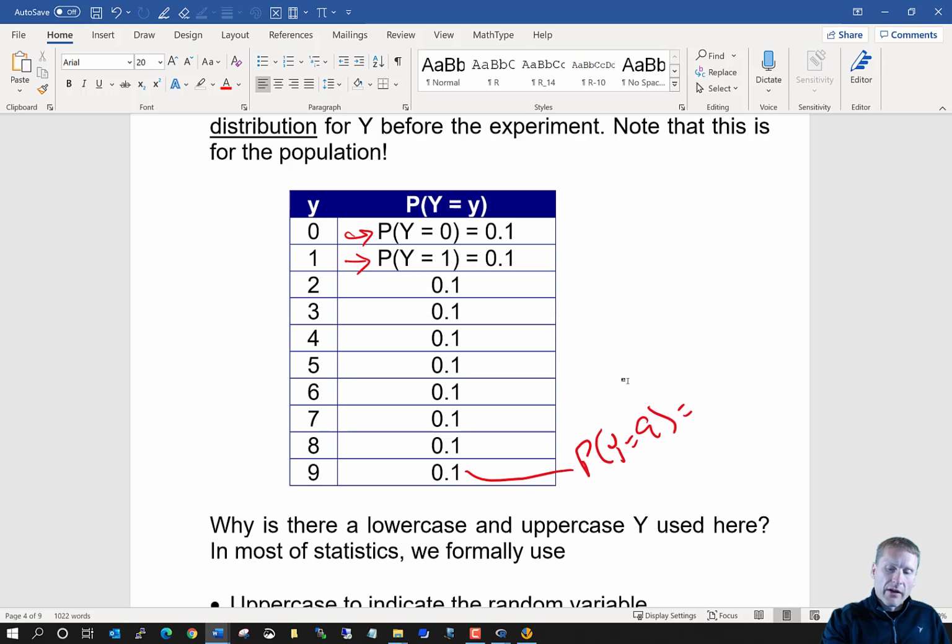Now, if you notice here, I also have a lowercase y here as well. In statistics, especially when we want to define stuff formally, we always use the uppercase letter to represent the random variable, and the lowercase letter as a way to say, hey, this is one particular value that our random variable can take on. And so that's why I have in this table here the lowercase y's. And as you can see, 0 here, 0 here. This is how the lowercase y is actually used.